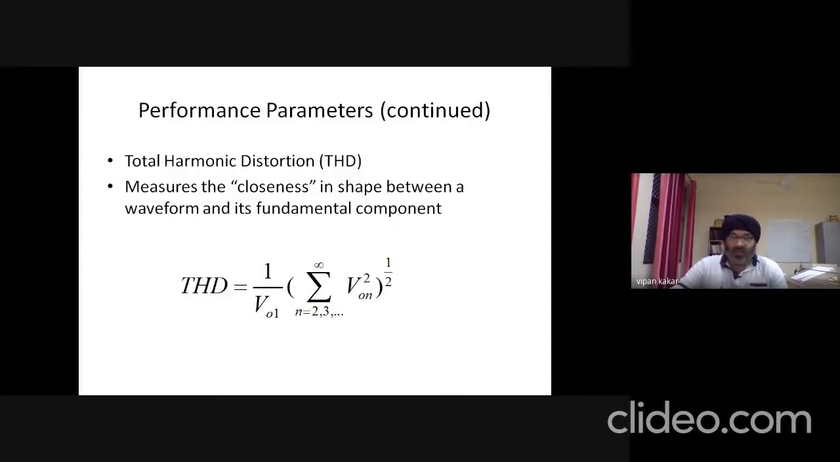So if there is a big disturbance in shapes or waveforms between the fundamental component and the total output, then it means that the total output waveform has a lot of harmonic components which are actually causing the distortion, because the fundamental component is the actual requirement at the output. All other harmonics are waste. We have to get rid of all these harmonics.